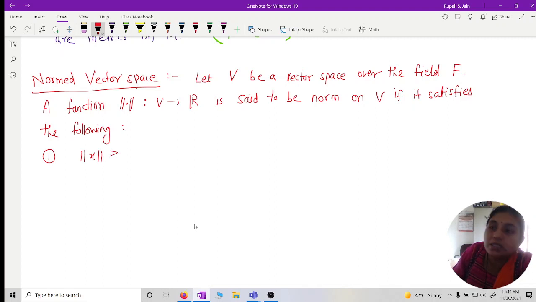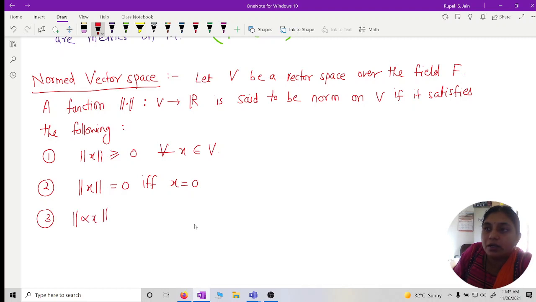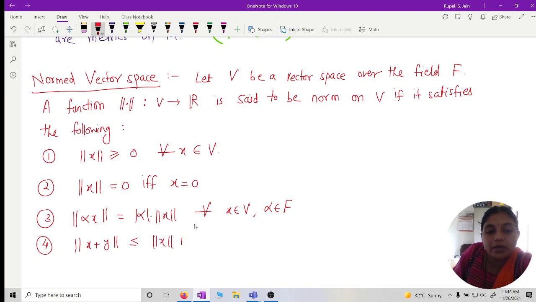One: norm of x is always greater than or equal to 0 for every x in V. Second: norm of x is equal to 0 if and only if x is equal to 0. Third: norm of alpha times x is equal to mod alpha times norm of x for all x in V, where alpha belongs to the field F. And fourth: norm of x plus y is less than or equal to norm of x plus norm of y for every x, y belonging to V.